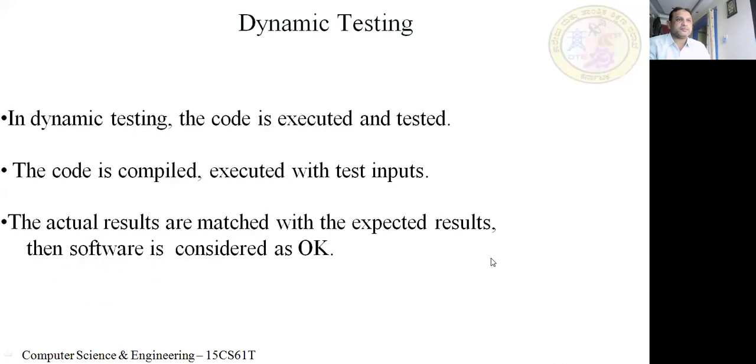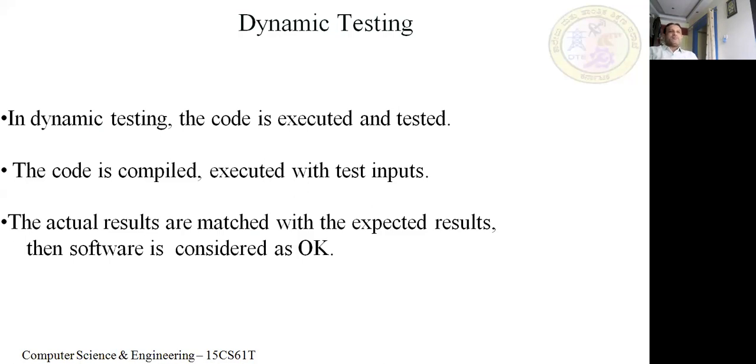First, what do you mean by dynamic testing? In dynamic testing, the code is executed and tested. The code is compiled and executed with test inputs. Then the actual results are compared with the expected results. Then the software is considered okay. As you do in your labs, when you execute the program, you enter the input and check whether the output is right or not. That is the way of doing dynamic testing.